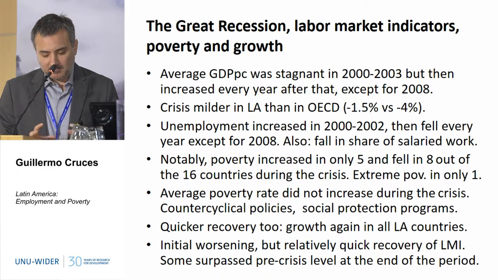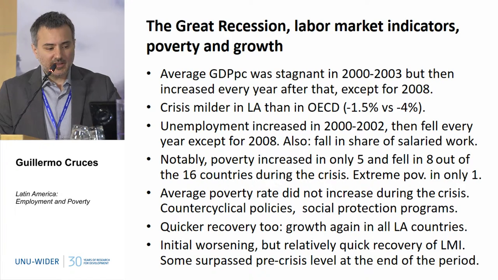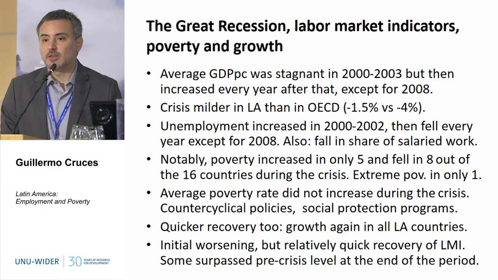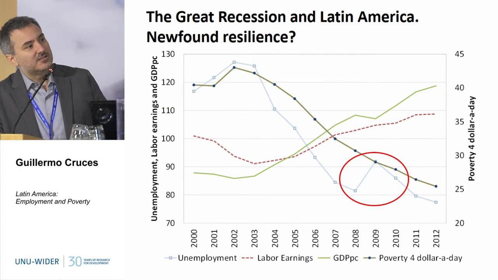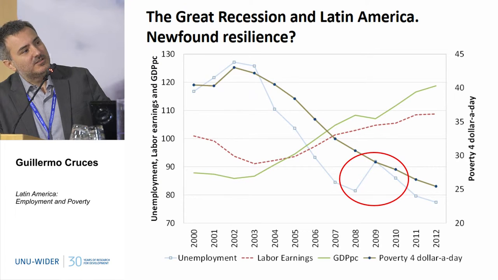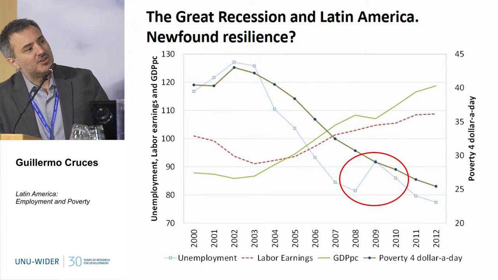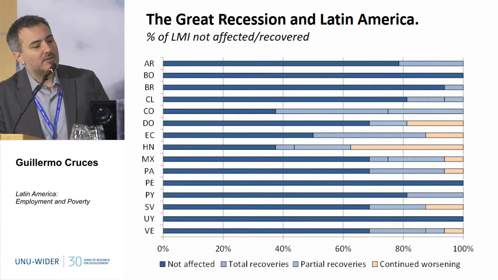And so, in a nutshell, what we see is an initial worsening in labor market indicators, but a relatively quick recovery of these indicators that even surpassed the pre-crisis level at the end of the period we study, which is 2012-2013, depending on the country. So this is the increase in unemployment we observe in average terms, and this is the slight fall in average GDP. But this looks big, but nothing really dramatic happened.